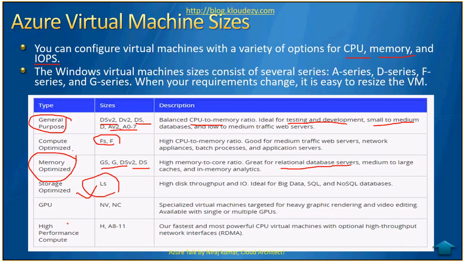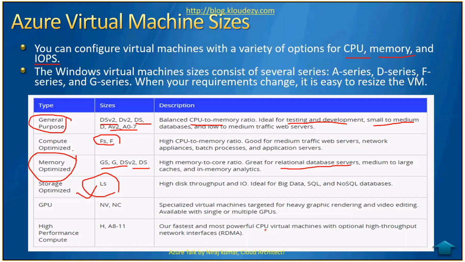And then finally, the other one, which is the graphics optimized, which is the NV series. It's from NVIDIA, so those are GPU. If you're doing AutoCAD and other kind of processing, you will use those. And then you have high performance computing. If you're doing any HPC workload, which requires very low latency throughput, you can use the high performance compute. It uses RDMA, which is remote direct memory access, which is ultra low latency access to the memory.